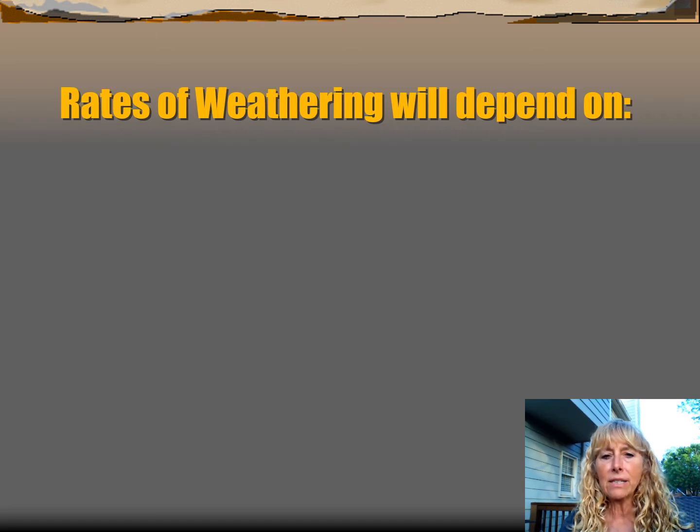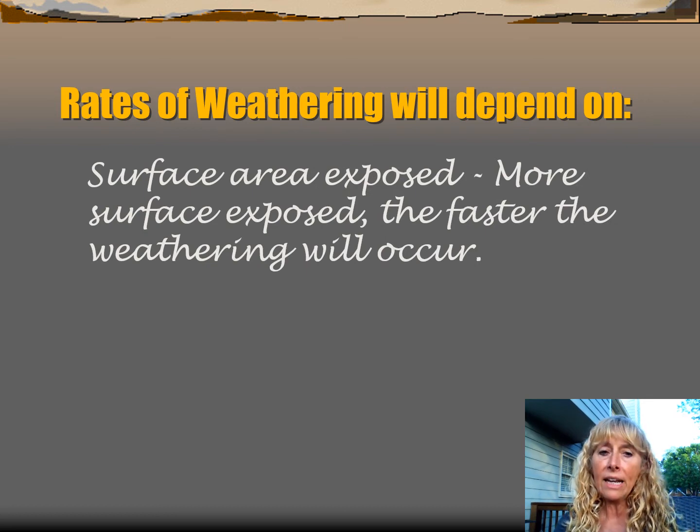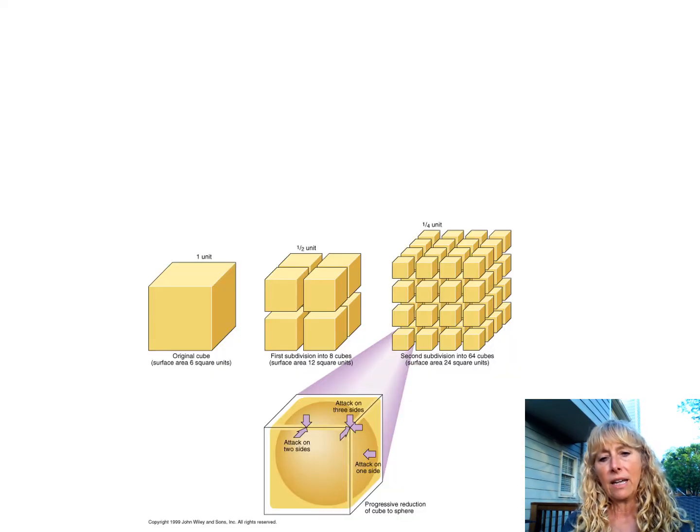Now, the rates of weathering, how fast weathering happens, depends on certain things. One is how much surface area is exposed. So the more surface area that's exposed, the faster the weathering will occur. If this was one large rock, you could see that weathering actually happens around the edges first. So this just has a few edges compared to if that one piece was broken up, you would see a lot more edges and a lot more surface area, the smaller it gets. So the smaller the pieces, the faster the rock weathers.